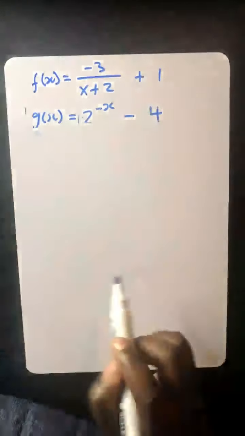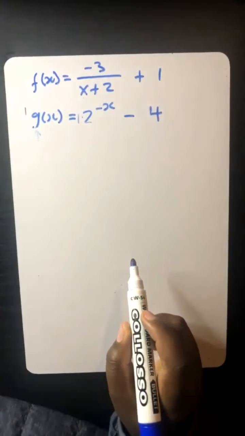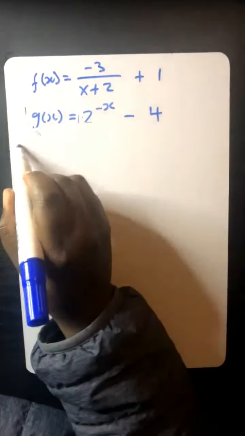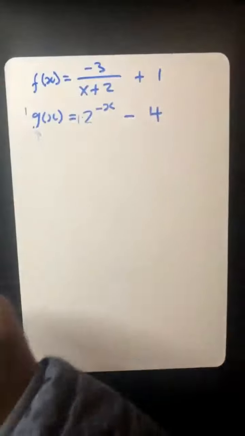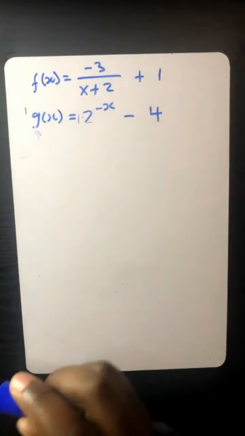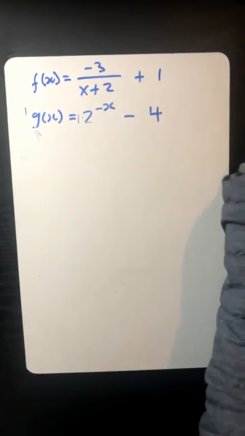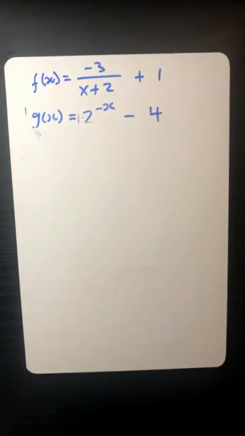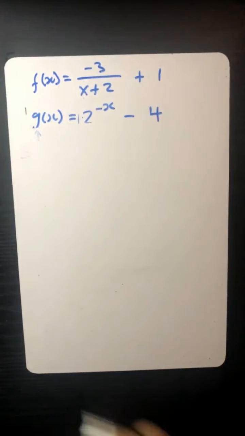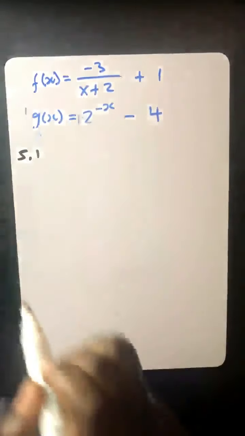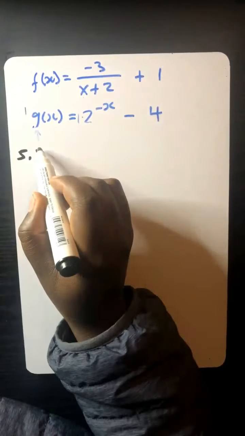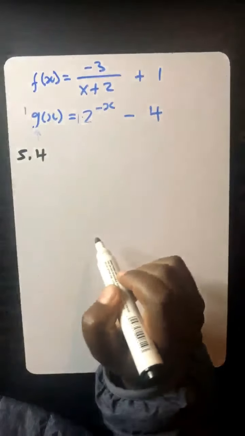There is G. So every time the question says write down the range of G, it doesn't matter how it is phrased. Good people, what matters the most in this case is, which question is that? I think it's question 5.4.